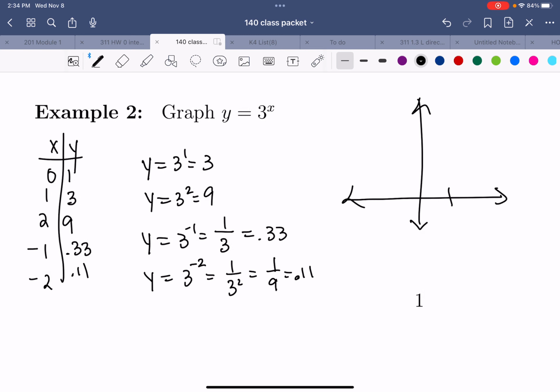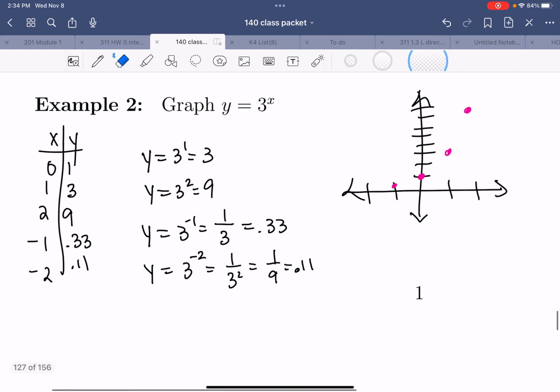now notice when I set up my graph, I don't go down because we're not going to go down. And at 0, we're at 1. At 1, we're at 3. At 2, we're at 9. At -1, we're down to 1/3 and very close to 0 as we get to -2.